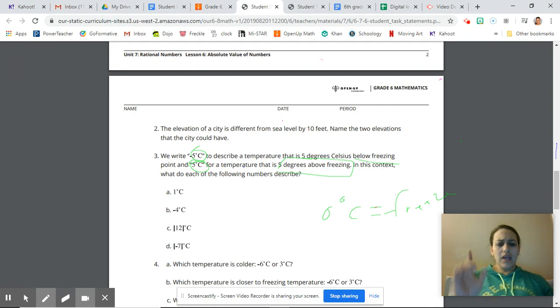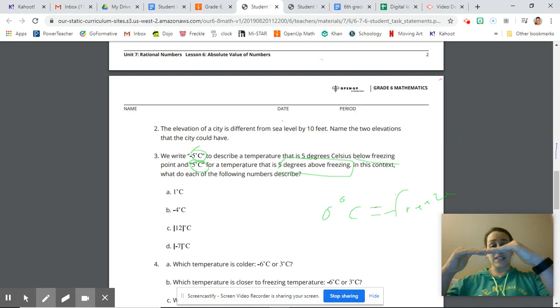So 1 degree Celsius then, all right, we've got a positive. If 0 is our baseline for freezing point, 1 is a positive number, which is going to be above or higher on that thermometer. So we're going to be 1 degree above freezing. Whereas part B, -4 degrees, well, again, here's freezing, 0 is 4 below that. So we're going to be 4 degrees below freezing. Everything is going to be frozen solid at that point.